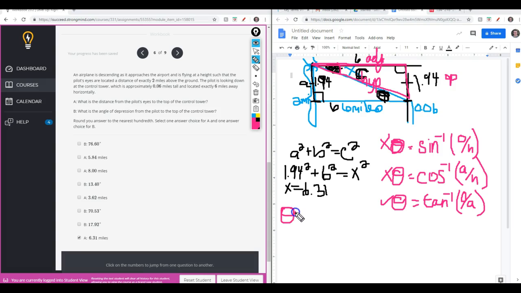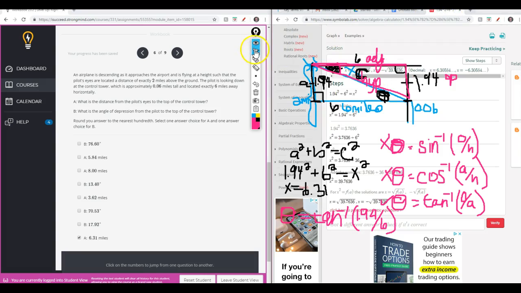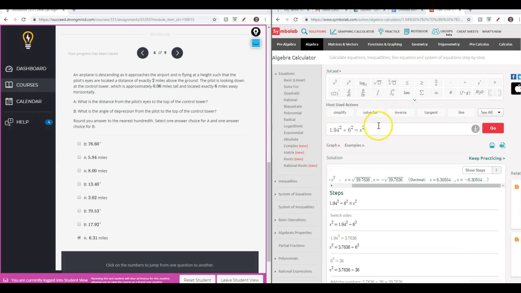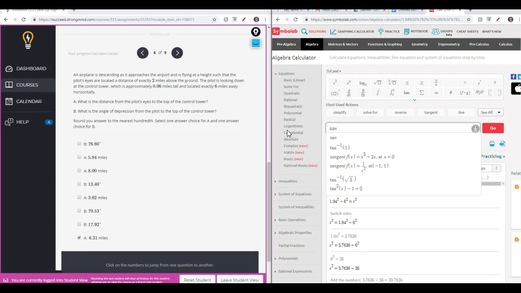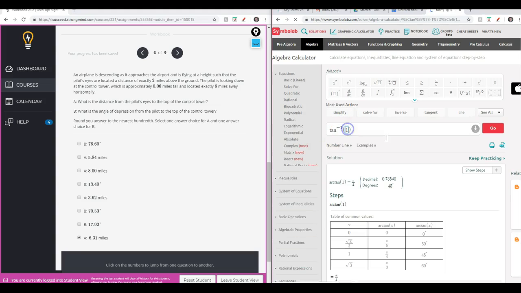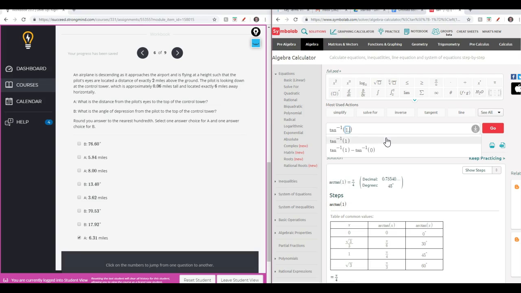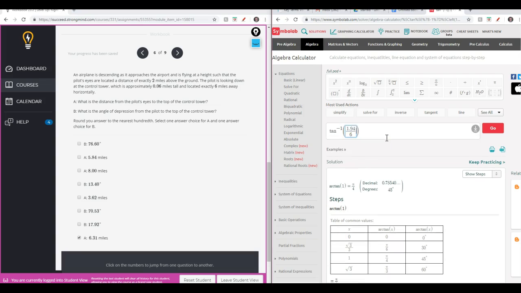So we have our angle is going to equal tangent inverse of the opposite side length, which is 1.94, and the adjacent side length, which is 6. So now we're going to jump over to Symbolab and do tangent inverse. And I just paused after I typed in tangent, T-A-N, and it brings that up. I don't want to have 1, I want to have 1.94 divided by 6.